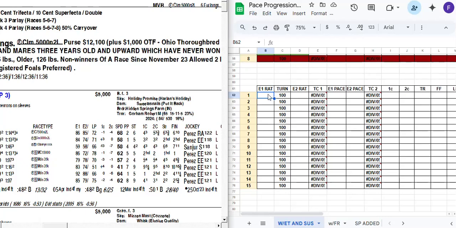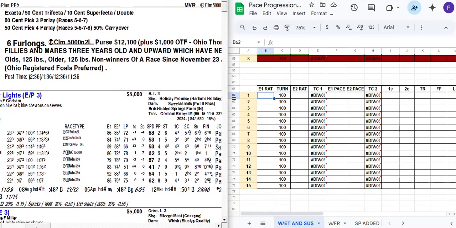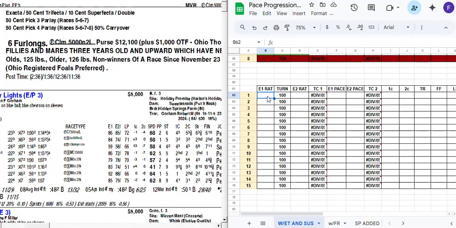Non-winners of 2 lifetime. So if I go here and I just put the data in, I got a 22.3. That's a 97. I got a 46.3. That's an 87. I got an 84.74. E1, E2 pace ratings. I have a 3 and a 0 for race shape. Target rating here is a 113 and 2 off of 108. That's a 25-27. That's a 73.